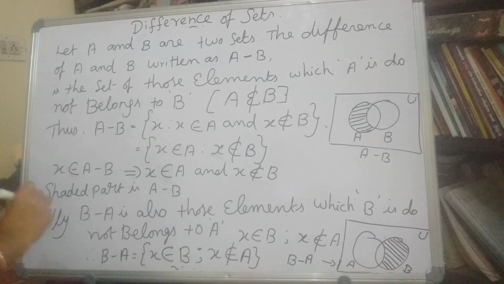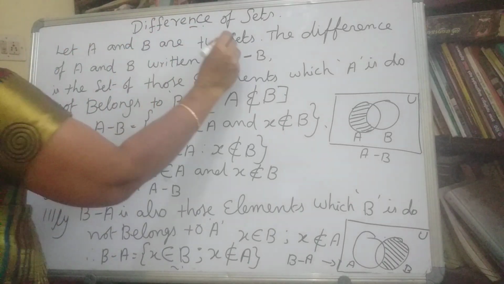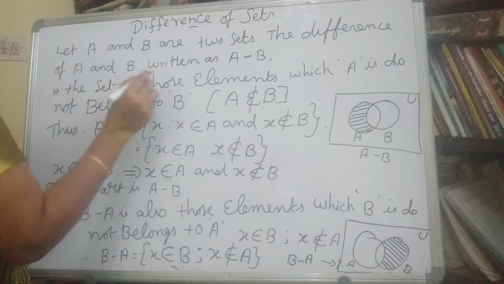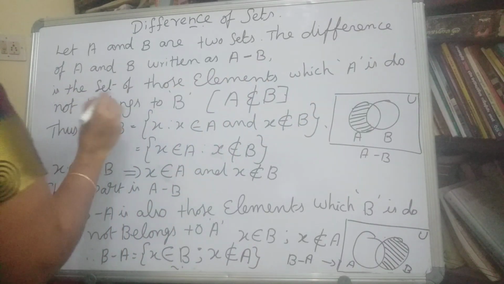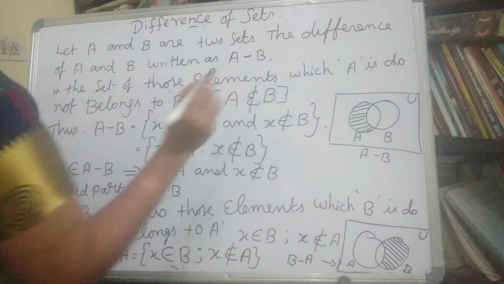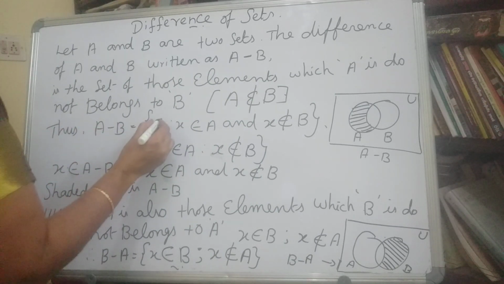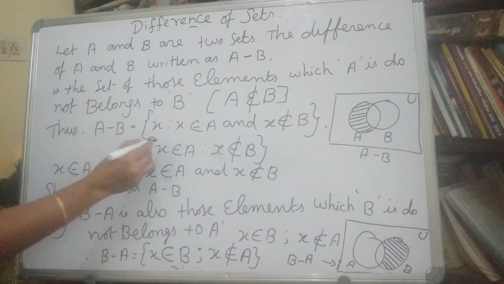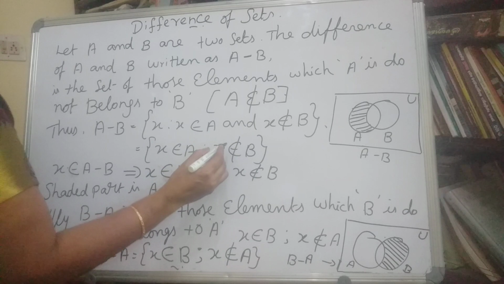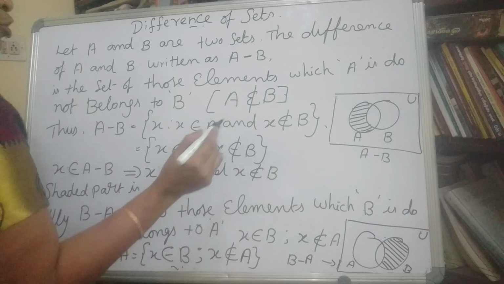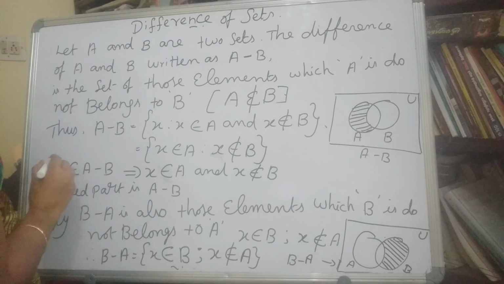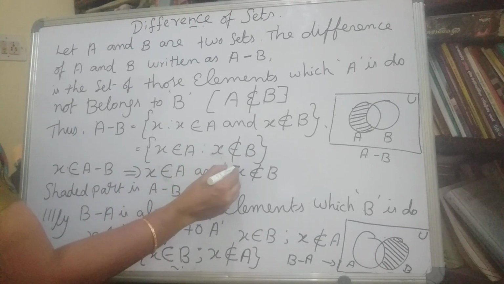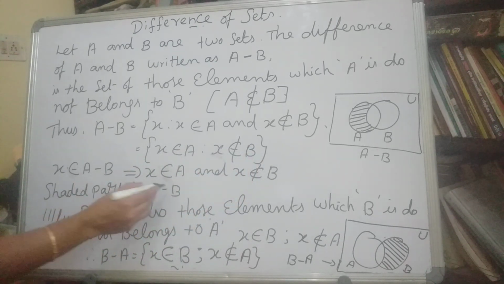That's all. Once again, difference of sets. Let A and B be two sets. The difference of A and B, written as A minus B, is the set of those elements which belong to A and do not belong to B. Thus A minus B is the set of X such that X belongs to A and X does not belong to B. X belongs to A minus B implies X belongs to A and X does not belong to B. The shaded part is A minus B.